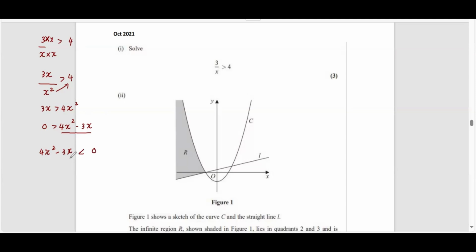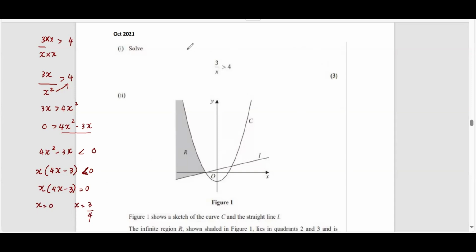I can see that I have a common x here. Let's factorize it. So x into 4x minus 3 is less than 0. We need to find out the critical values here. Critical value is nothing but the x-intercept. So equate to 0. x into 4x minus 3, when you equate it to 0, you will get x is equal to 0 and x is equal to 3 by 4.